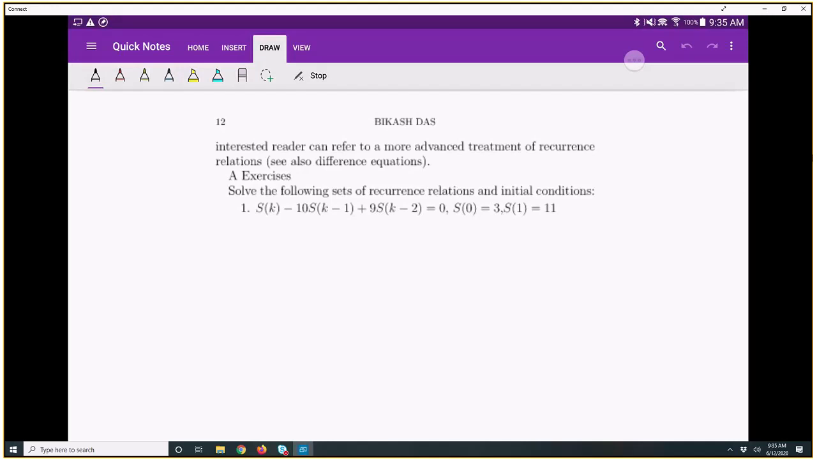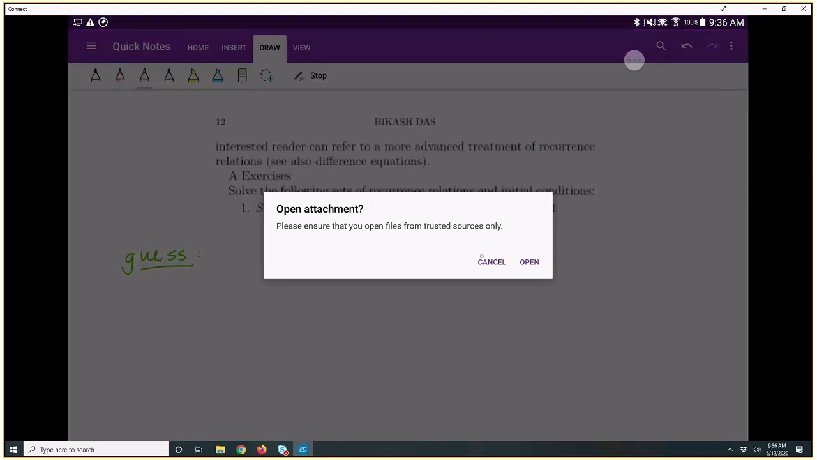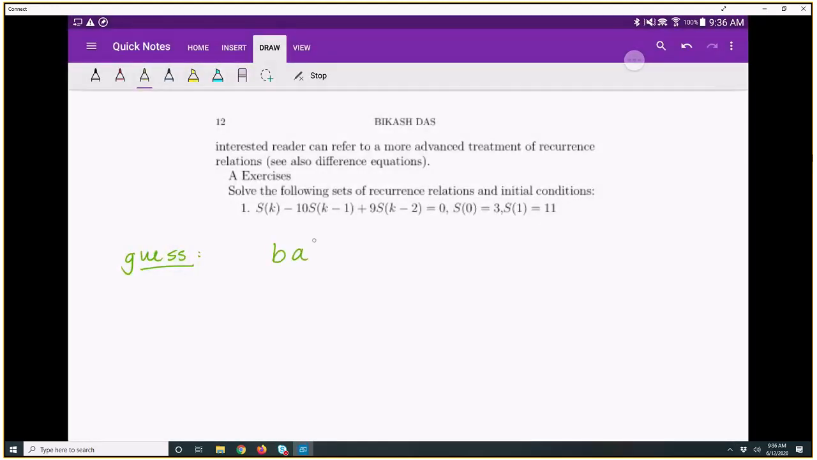s of k minus 10 s of k minus 1 plus 9 s of k minus 2 equals 0, with initial conditions s of 0 equals 3 and s of 1 equals 11. Now for this first exercise, I just want to remind you that we were guessing that a solution to a recurrence relation like this would have the form b times a to the power k, where b is just some non-zero constant and a is just some non-zero constant.